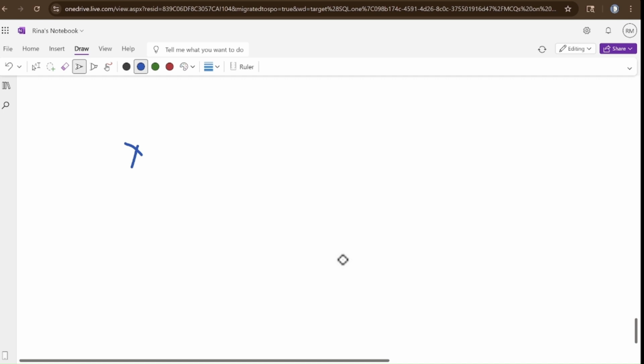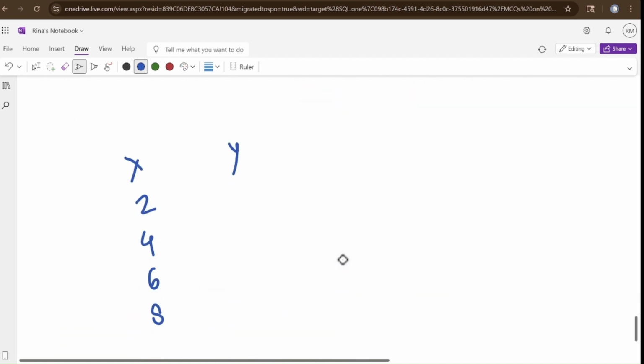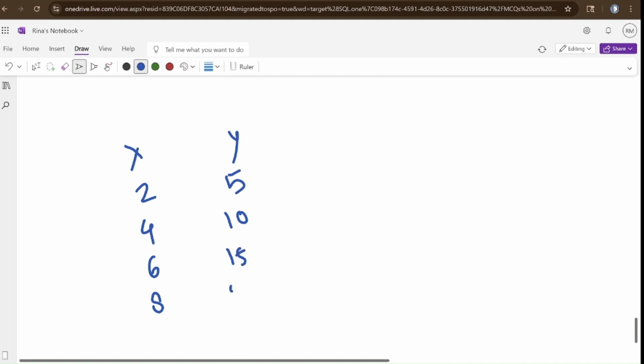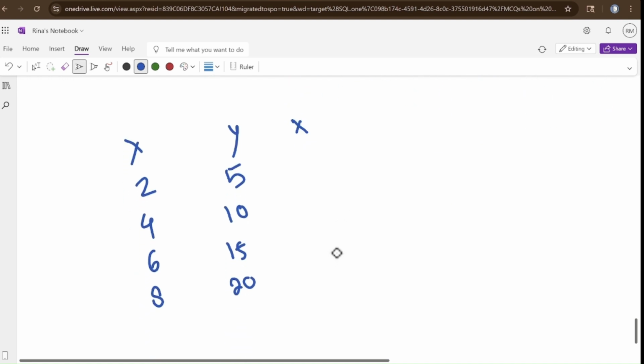So x is 2, 4, 6, 8 and y is 5, 10, 15, 20. Now see the formula. You have to calculate x bar and y bar. X bar means the mean value of x: 2 plus 4 plus 6 plus 8, so 6, 12, 20, divided by 4. So this is 5. Let's write this as 5.